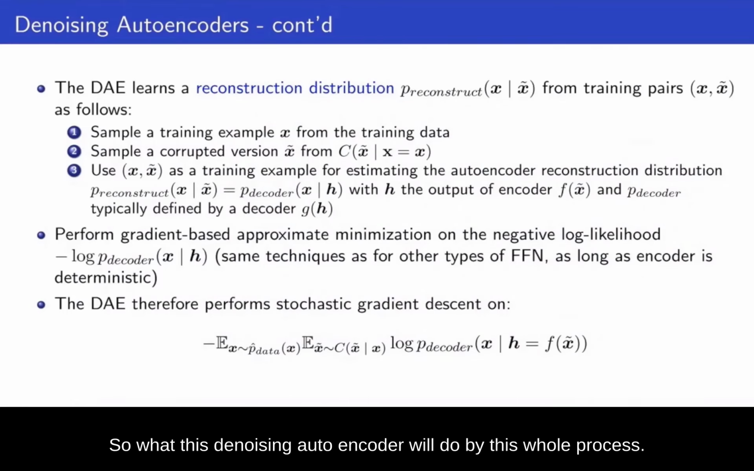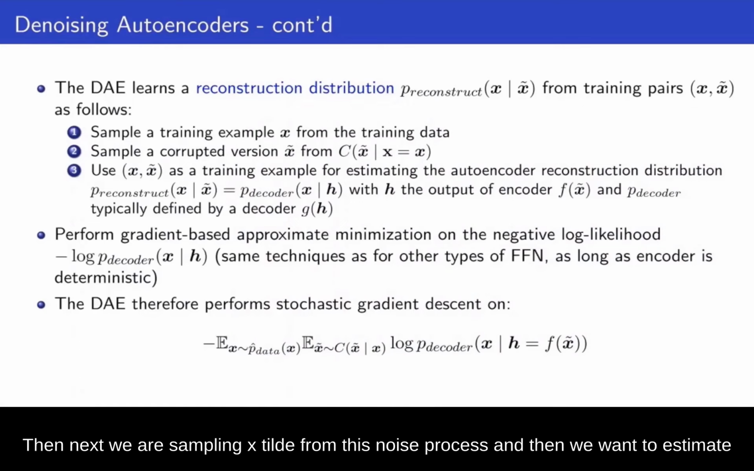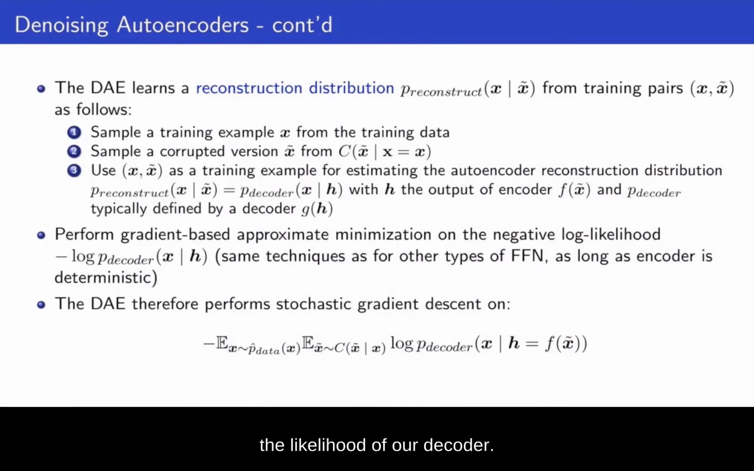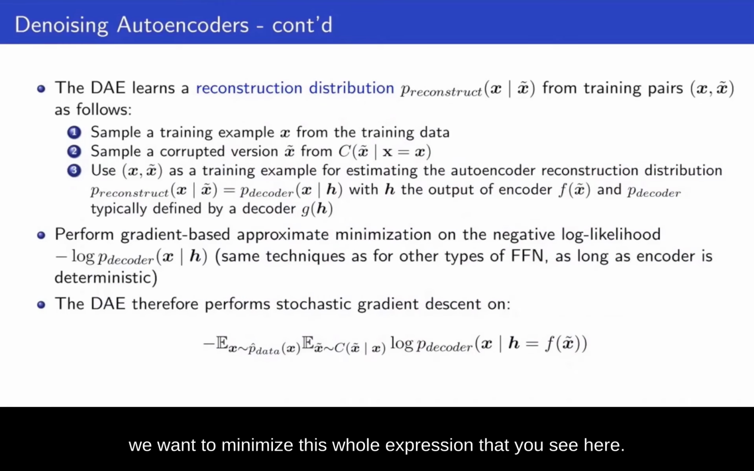So what this denoising autoencoder will do by this whole process: first we are sampling x from our p hat data, that's what this is supposed to mean. Then next we are sampling x tilde from this noise process, and then we want to estimate the likelihood of our decoder. So how likely is it to observe x, given that we have a particular value of h, and basically we want to minimize this whole expression that you see here.